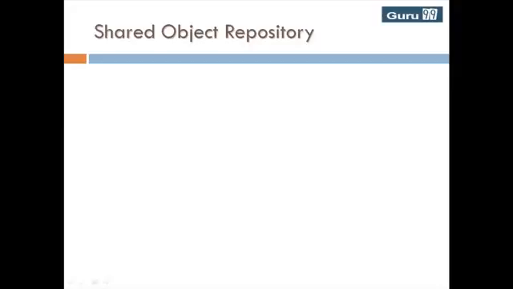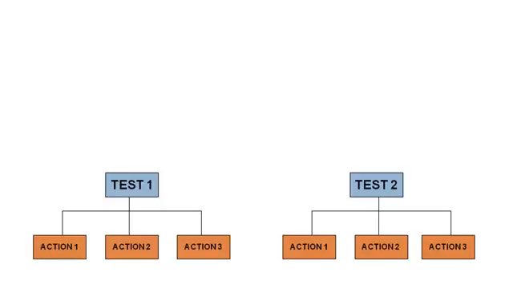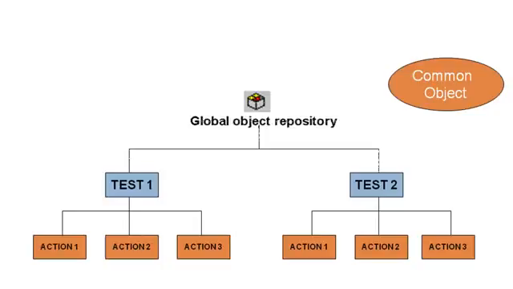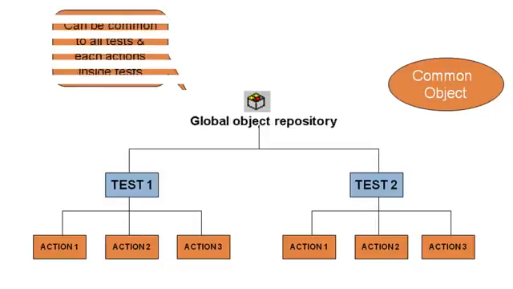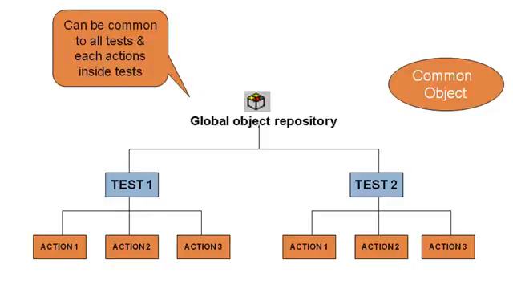Let's look into shared object repository. Suppose you're designing two tests, test 1 and test 2, each having 3 actions. All actions use a common object. If properties of that object change, you will have to individually make changes in the object repositories of all such actions. This could be a very time consuming task considering that you can have even more tests and actions using the same object. The solution? Use global object repository, which can be shared across all actions of all the tests.